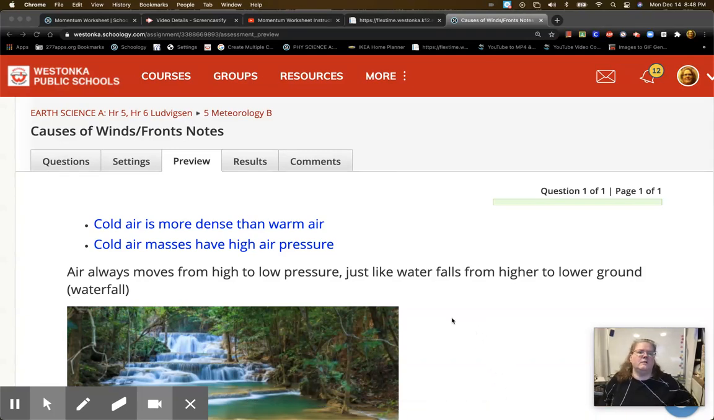Okay, so we are looking at basically what causes winds and what are fronts. The basic information on that is it's just a difference in density of air. Cold air is more dense than warm air. Cold air masses have high air pressure. And it's not that they're stacked high, they're actually low to the ground, but all this air is descending in. If it's at the pole, it's cold and it gets packed closer and closer together.